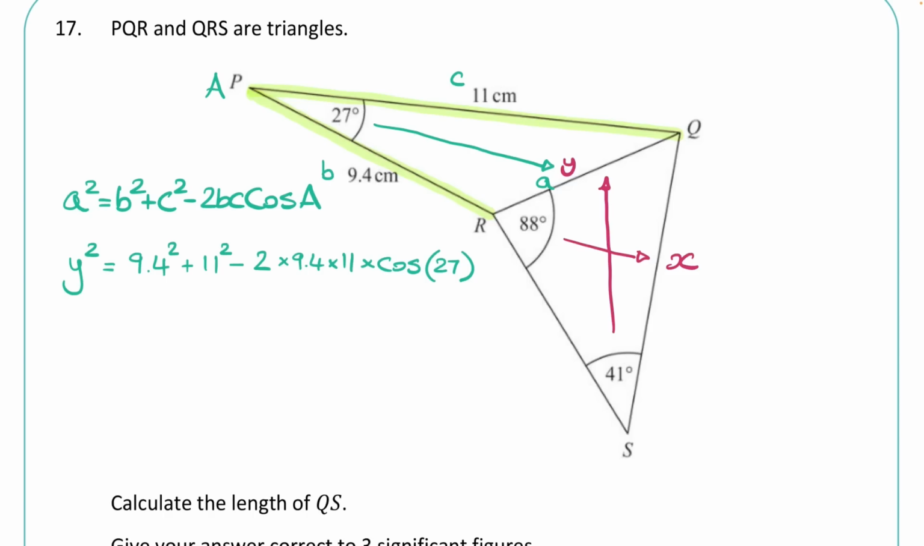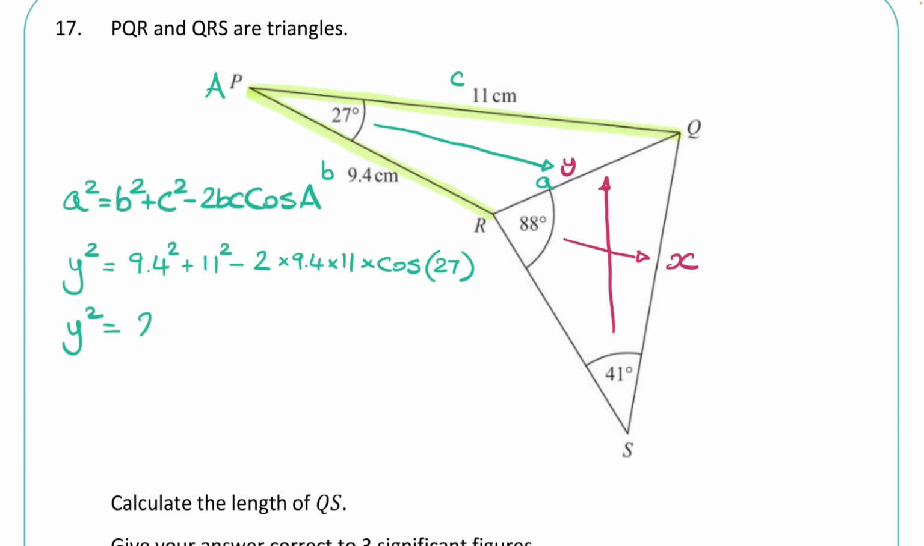Now, completely up to you at this stage. There are two ways, I think, of doing this next step. You can either type in everything there on the right and then square root your answer, or what I tend to do is just put a square root symbol and then type it all in. It does it all for me in one go. But that's completely up to you. I'm going to write y squared equals, because I know not everybody does that. So 9.4 squared plus 11 squared minus 2 times 9.4 times 11 cos 27.